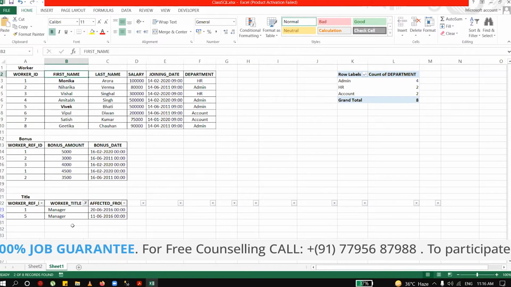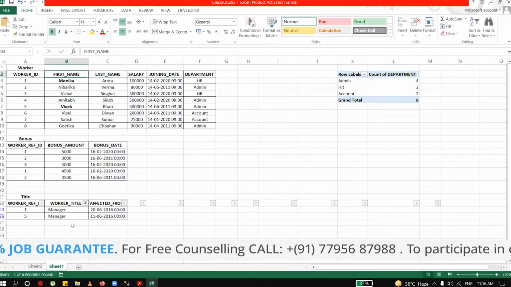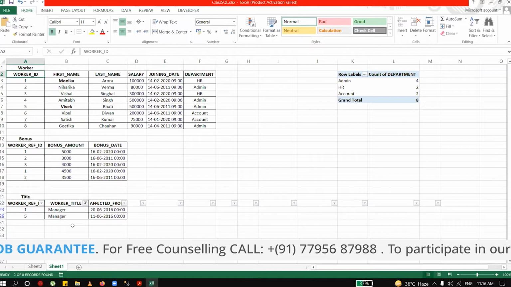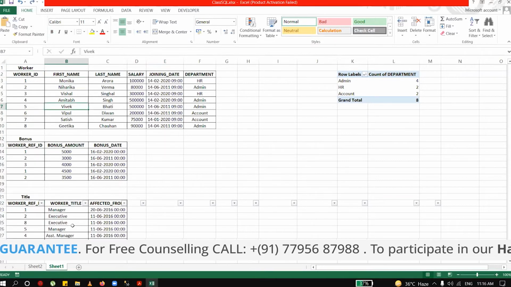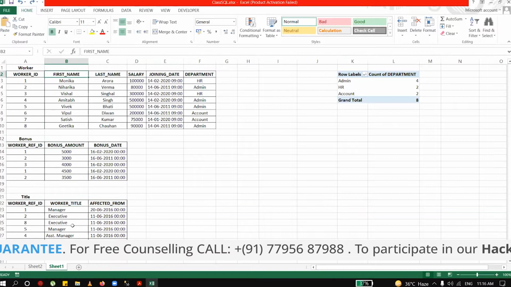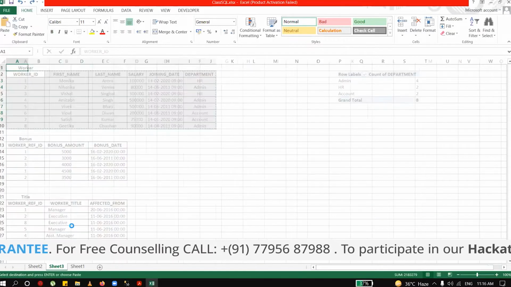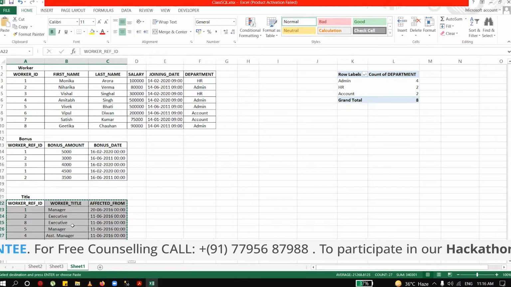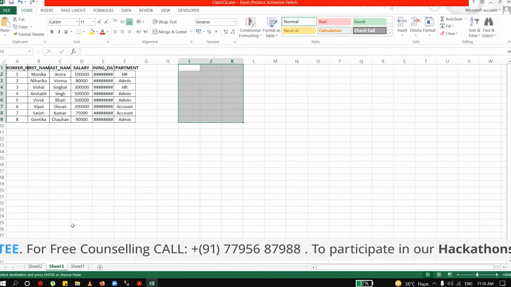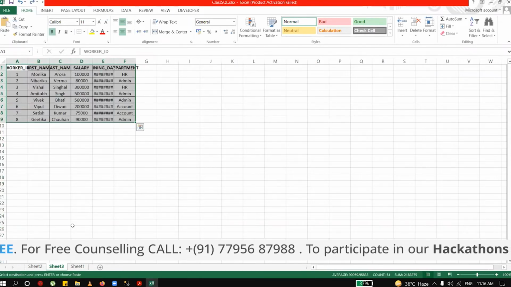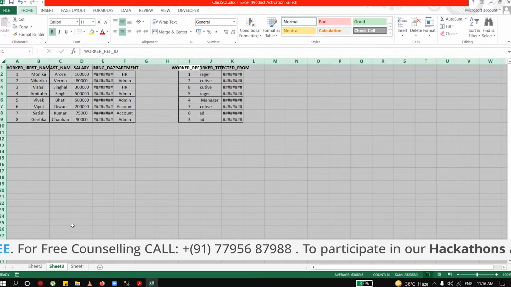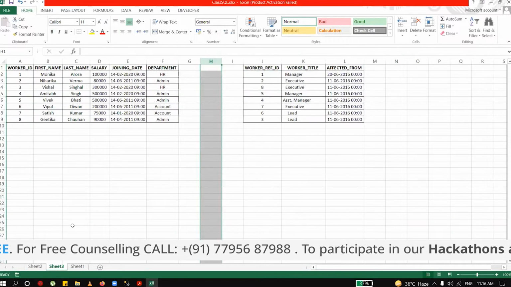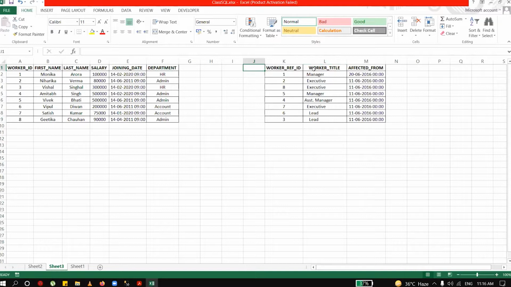I have to make use of joins. Now, what is a join? A join helps you to merge two tables. Let's say this is one table. This is another table. These two tables you have. Now you want to reflect these two different pieces of information, worker title and reflected from, in the same parent table, because worker ID I can see it's the same.